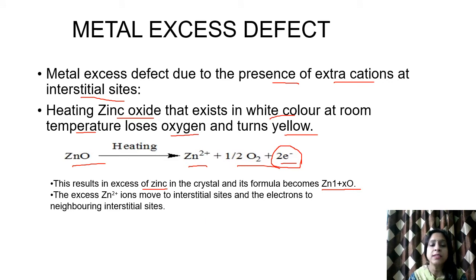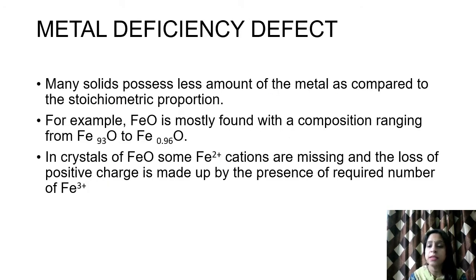Fine. These Zn2+ ions, which are present in excess in this crystal after heating, move to the interstitial sites. कहाँ चले जाते हैं? Interstitial sites में, and the electrons move to the neighboring interstitial sites. Okay. Another type of defect is the metal deficiency defect. So many solids possess a smaller amount of the metal as compared to the stoichiometric proportion.